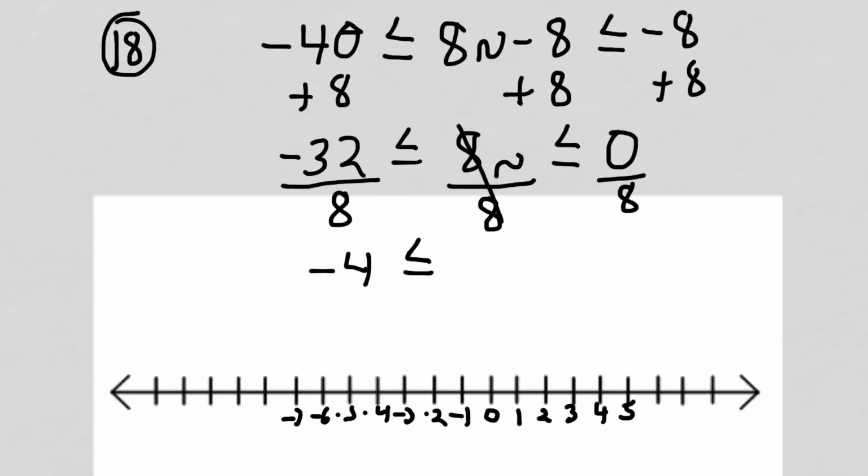In the middle, the 8's cancel. I've got n less than or equal to 0 divided by 8, which is 0. So I just have to put those on the number line. Both of them are closed circles, negative 4 and 0. I know it's an and, so they're going to connect. I'm done.